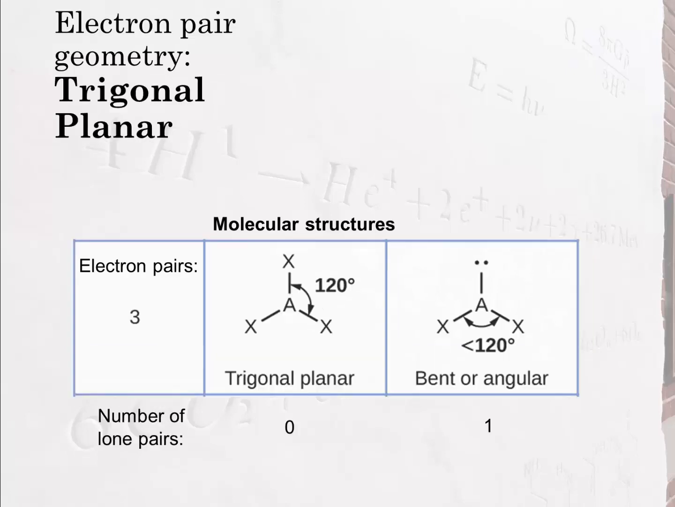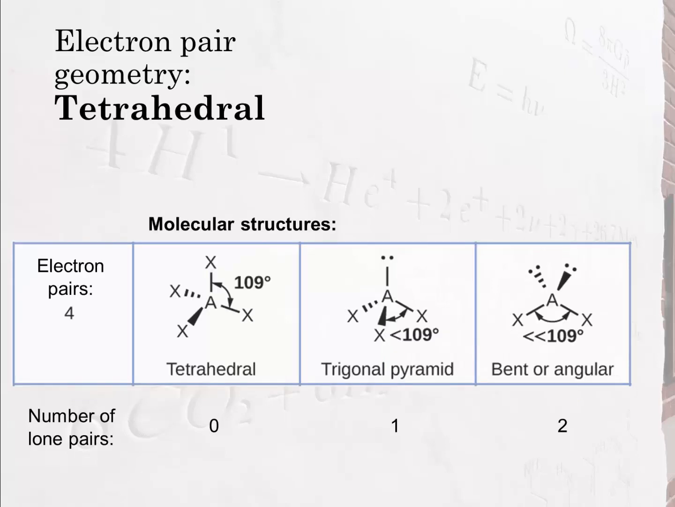The trigonal planar electron pair geometry has 2 possible molecular structures: trigonal planar with no lone pairs, and bent, which is also known as angular, with 1 lone pair. Each structure has an idealized bond angle of 120 degrees. We've already seen the 3 possibilities for a tetrahedral electron pair geometry. Notice that the name bent is reused here, but the bond angle is different from the bent structure that was on the previous slide.